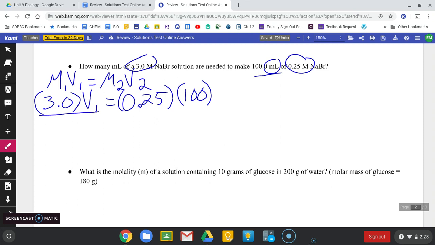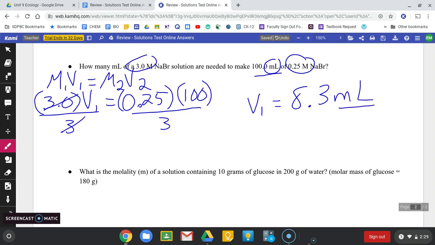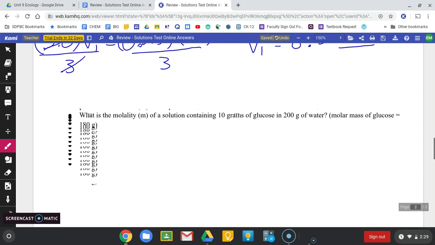Do the same thing we did above, just divide. 3 cancels out on the left. So 0.25 times 100 divided by 3 will give you your answer. So V1 is 8.3 milliliters. Your answer is in milliliters because this one was in milliliters. So your new volume is in milliliters.